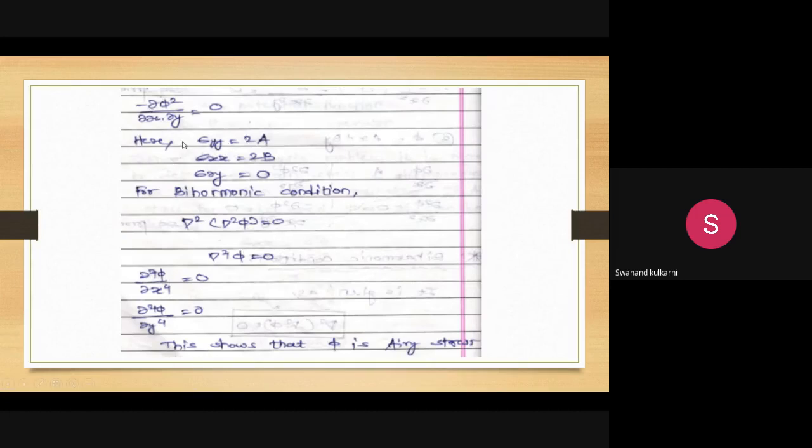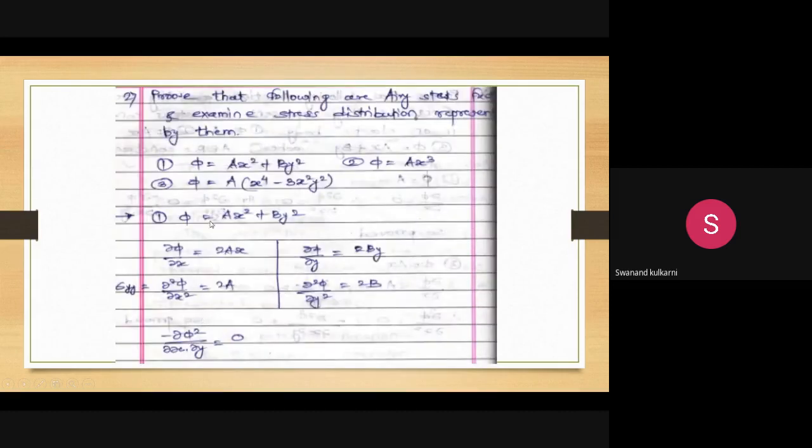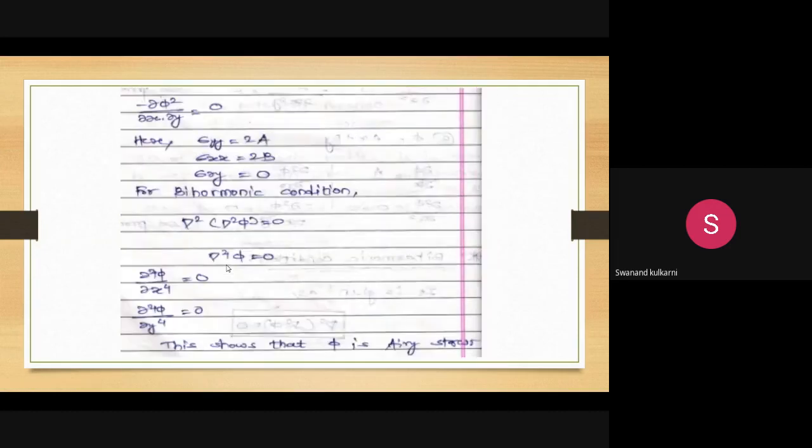Is it okay? So here cumulatively the condition is written: sigma xx is equal to 2b, sigma yy is equal to 2a, and sigma xy is equal to 0. Is it okay? But even though we are giving these values of sigma xx, sigma yy, and sigma xy, one thing is still important: we will have to check whether the biharmonic condition is satisfied or not. So what is the biharmonic condition here?